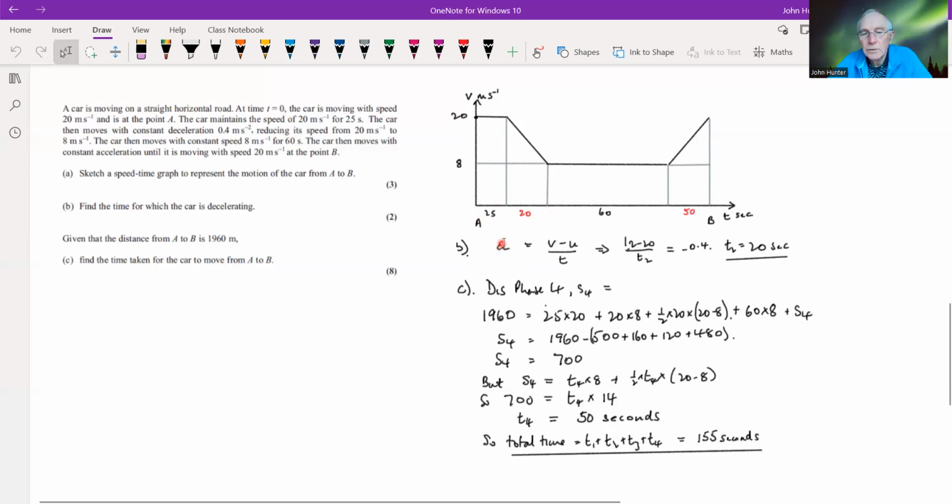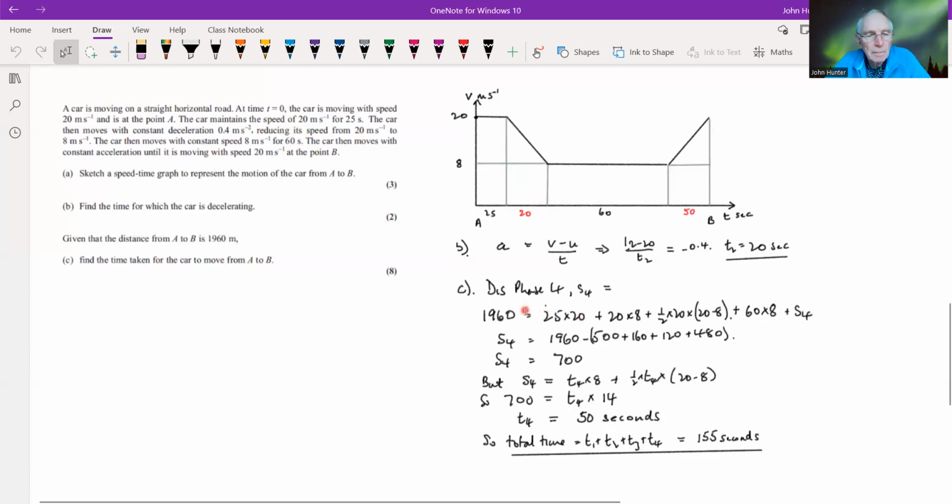So here we go. Just apply this SUVAT equation. The acceleration is equal to the difference in velocity divided by the time. That's meters per second squared. Think of it like that. If you forget the equation, you can easily put it together. That's going to be equal to 8 minus 20 over T2, which equals minus 0.4, and that's going to give us 20 seconds for this period here.